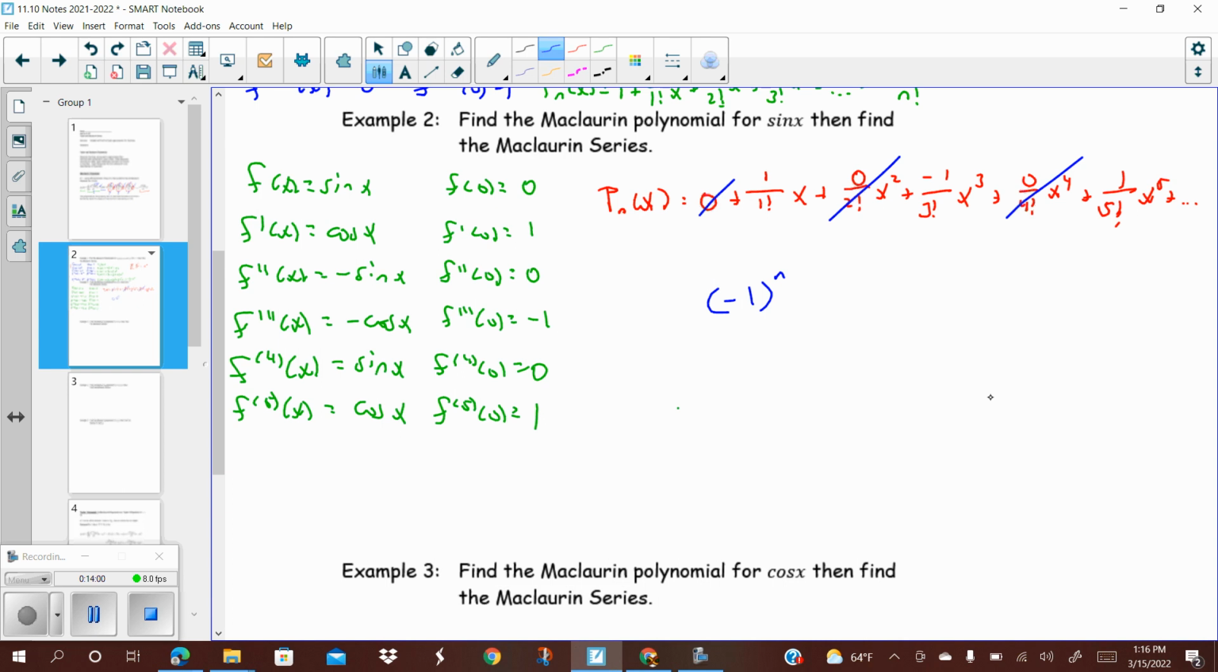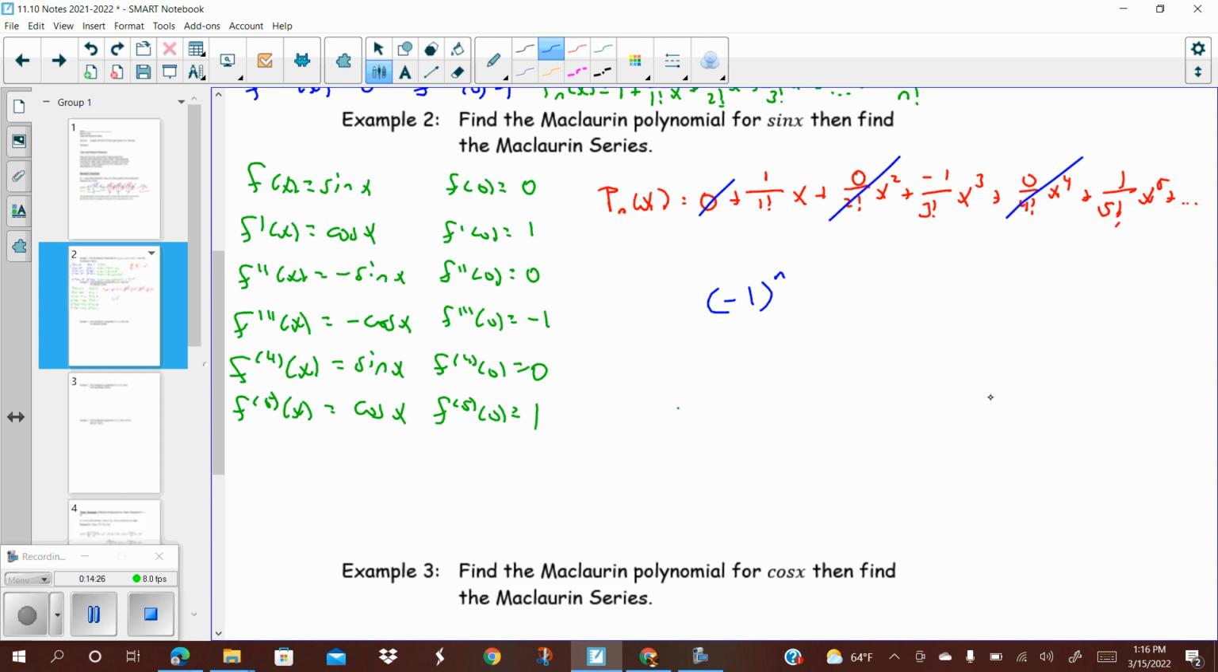Let's see. Okay, so now we have to talk about the fact that all of the factorials and all of the exponents of x are odd numbers. Okay, in order to get an odd number, you can't use n, because if you use n, it's going to be every number. It's going to be 1, 2, 3, 4, and so on. You can't do n plus 1, because that's still just going to give you every number. It's just going to shift everything up 1 unit.